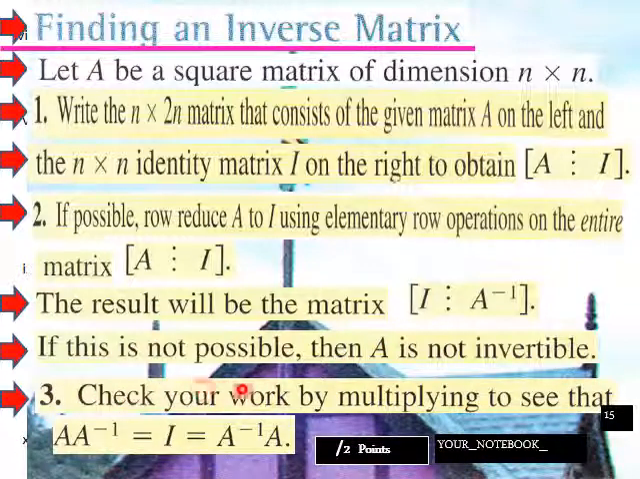3, check your work by multiplying to see that A times inverse A equals I, which would equal inverse A times A. Same thing. This multiplication here would be commutative in that respect.